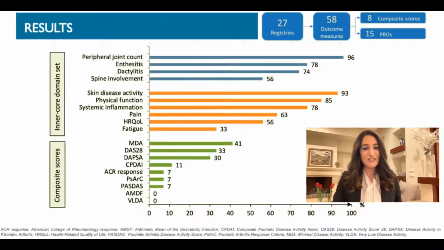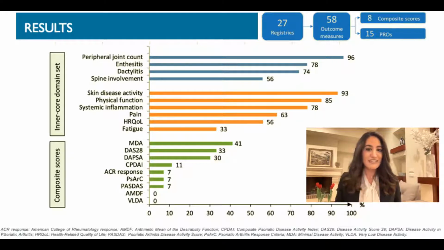So let's go to our main results. Overall, 58 different clinical outcome measures were collected. So only by looking at this number, you can see how many different outcome measures were used to evaluate the same disease. The first message is that we found that almost all the registries reported joint involvement and skin psoriasis. For the joint involvement, the most frequently used outcome was the 66 and 68 joint count. And it was recently recommended by OMERACT in 2018 as the optimal instrument to measure peripheral arthritis.